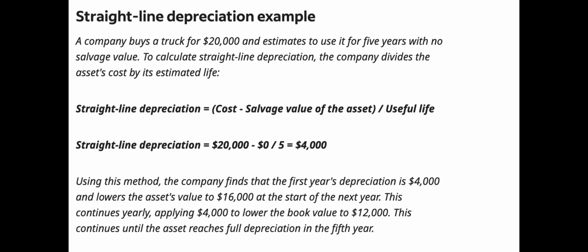Using this method, the company finds that the first year's depreciation is $4,000 and lowers the asset's value to $16,000 at the start of the next year. This continues yearly, applying $4,000 to lower the book value to $12,000. This continues until the asset reaches full depreciation in the 5th year.